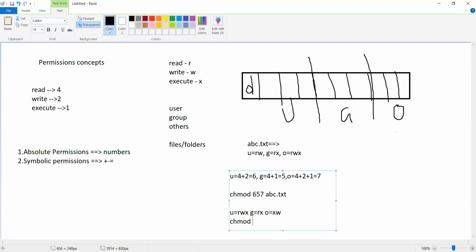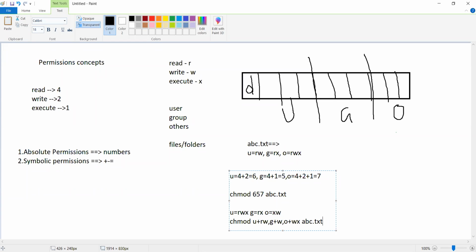So in the symbolic, what we will be doing is keeping some kind of symbols, right? So user should have read write, group should have something like write, and others will have something like write execute, and the file is abc.txt, right? So this is how we generally do it in the symbolic, and you can do it with either one. Any one of the methods you can prefer for doing this kind of thing.